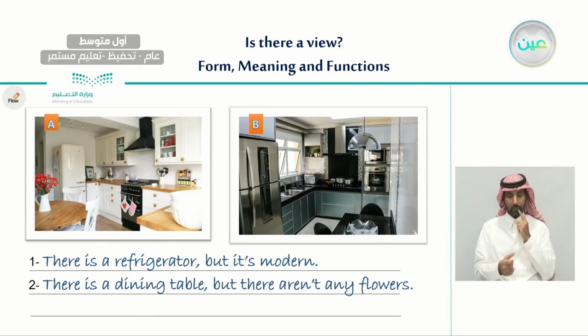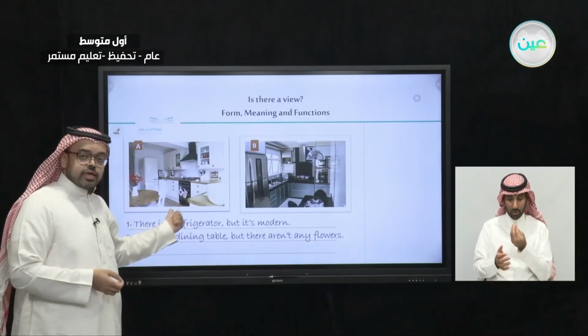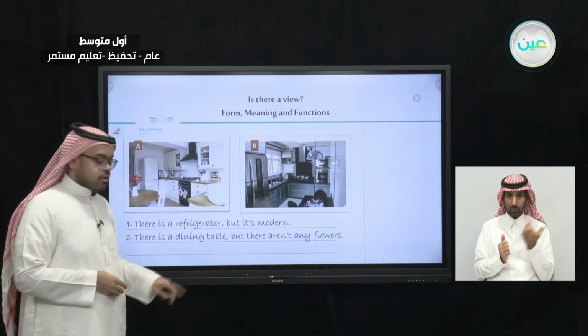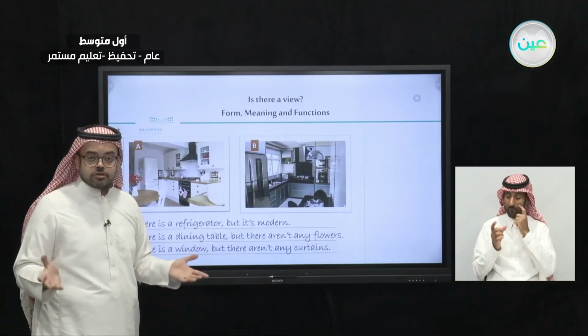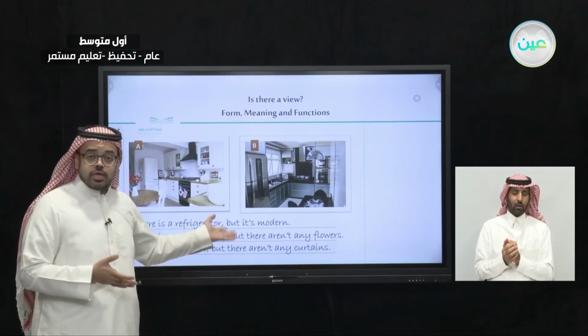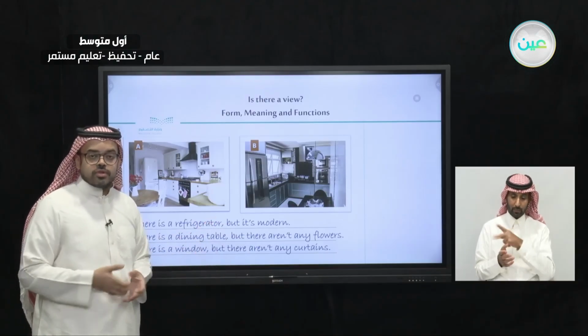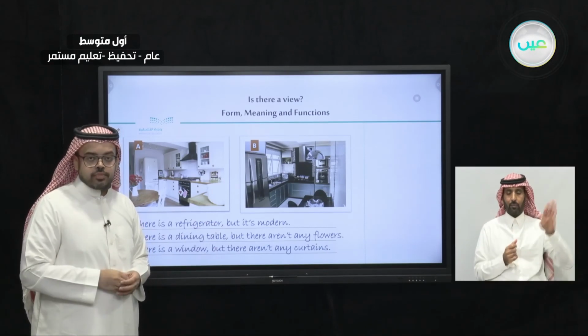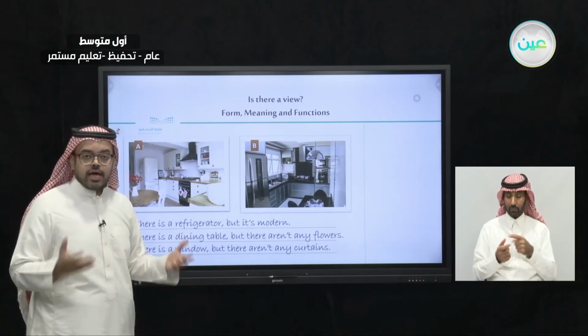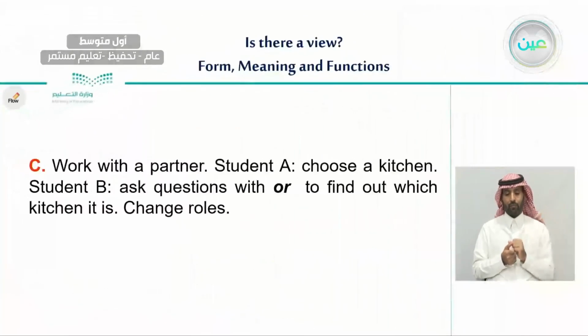So in picture B, there is a dining table, but there aren't any flowers, as we can see in picture A. Also, there is a window, but there aren't any curtains. So in picture B, we can see a window, but there aren't any curtains. Here we have written the differences between these two pictures using the conjunction but. So we have used and, and we have used but as well.